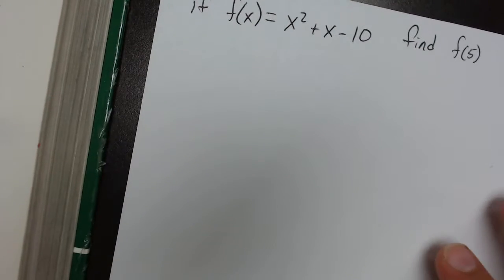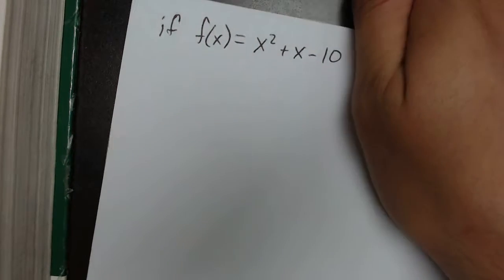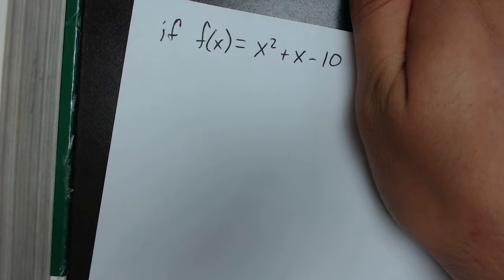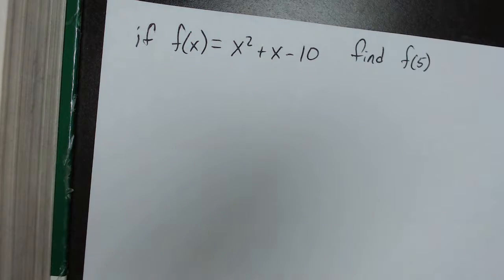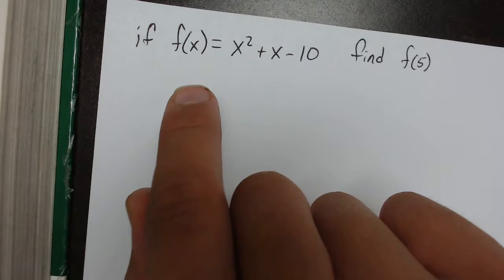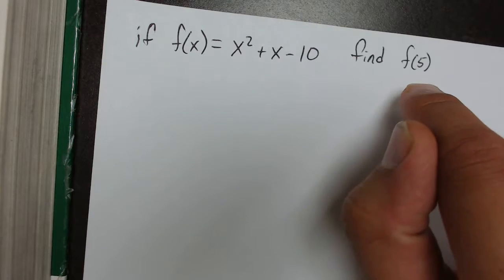So right here we have a function, f of x equals x squared plus x minus 10. Now to evaluate a function, they want you to determine what this is going to equal if they give you a value. So they say if we have the function f of x equals x squared plus x minus 10, they want us to find the function of 5.